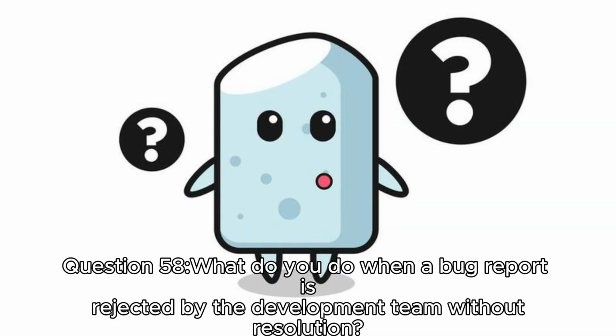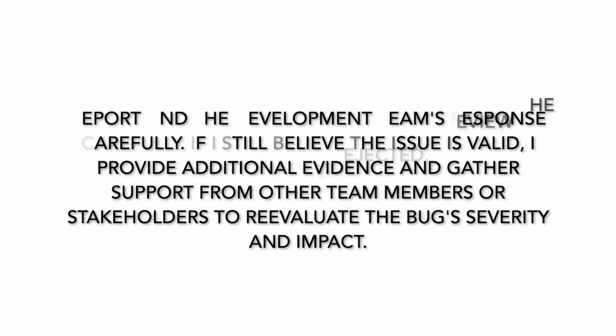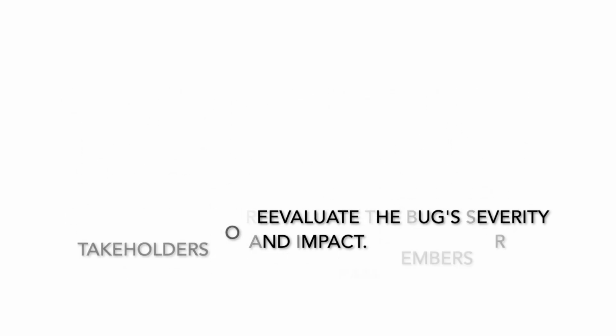Question 5.8. What do you do when a bug report is rejected by the development team without resolution? Answer: If a bug report is rejected, I review the report and the development team's response carefully. If I still believe the issue is valid, I provide additional evidence and gather support from other team members or stakeholders to reevaluate the bug's severity and impact.